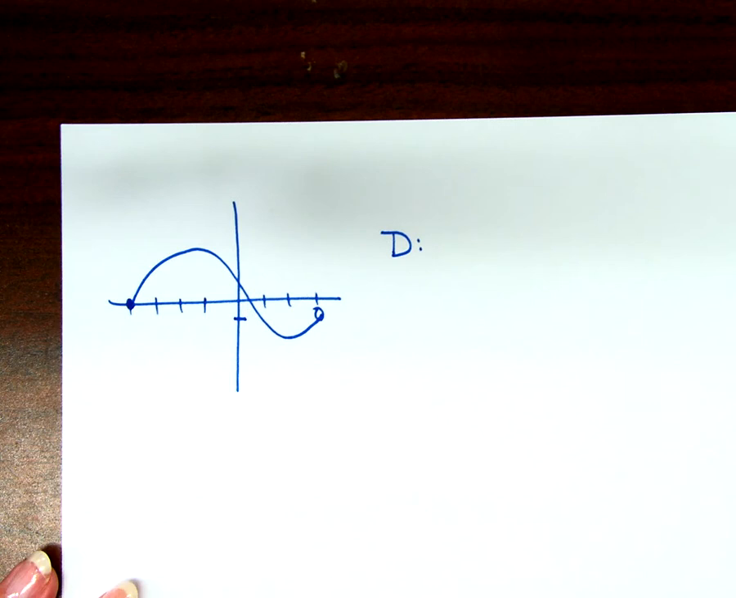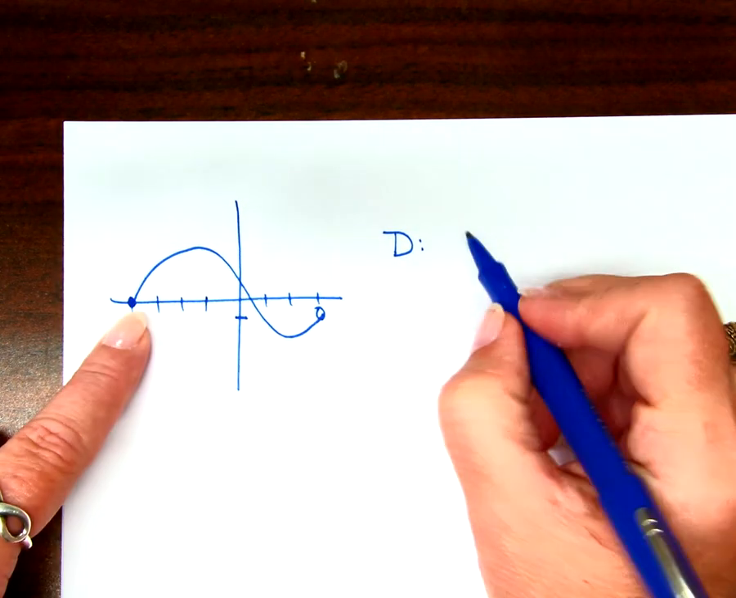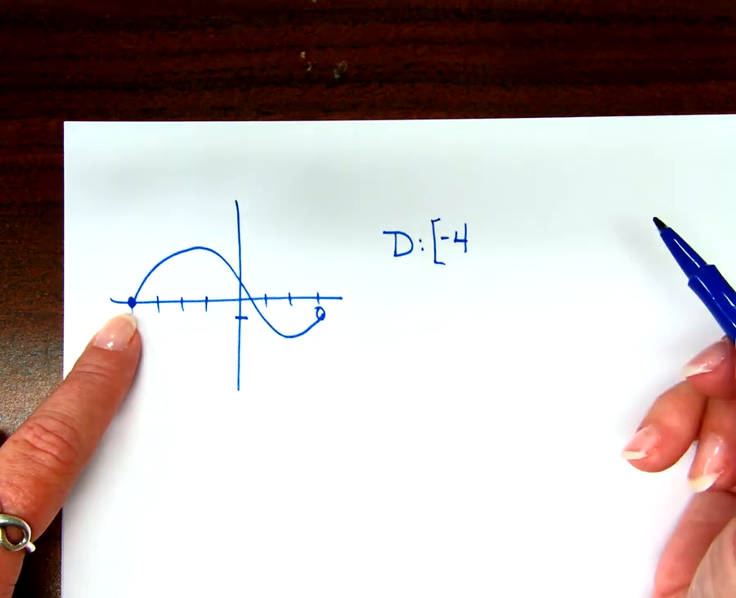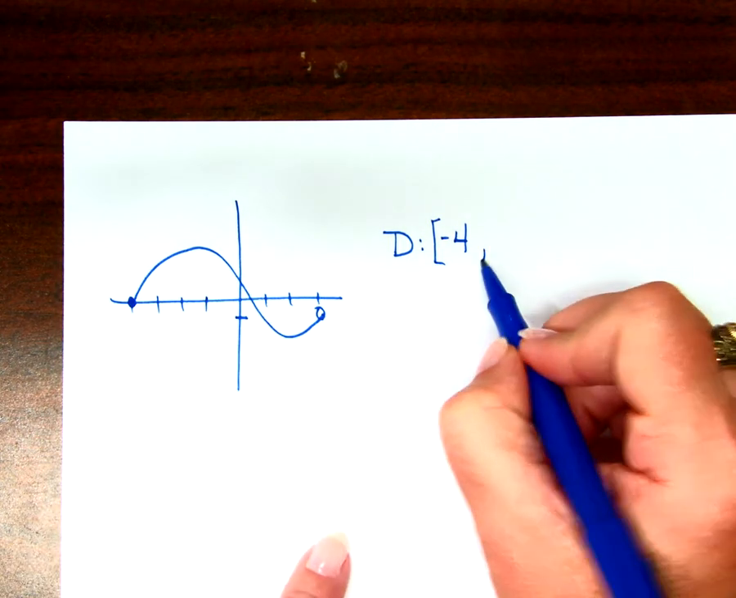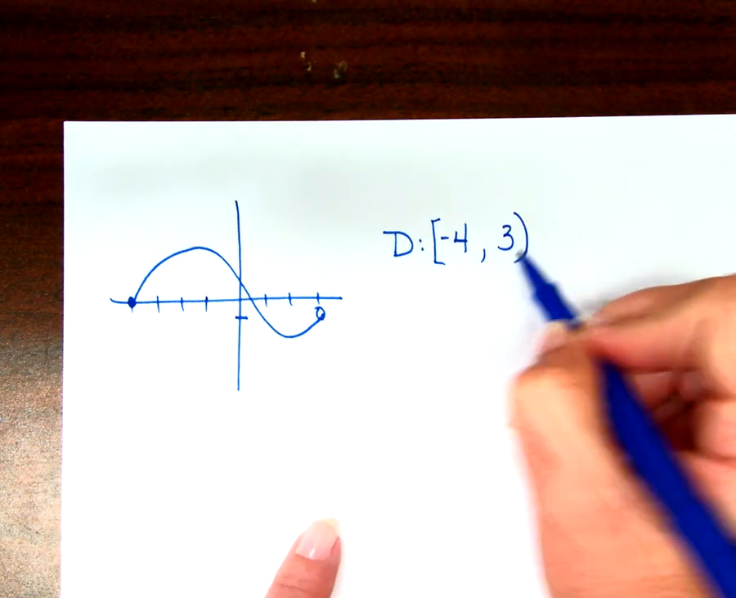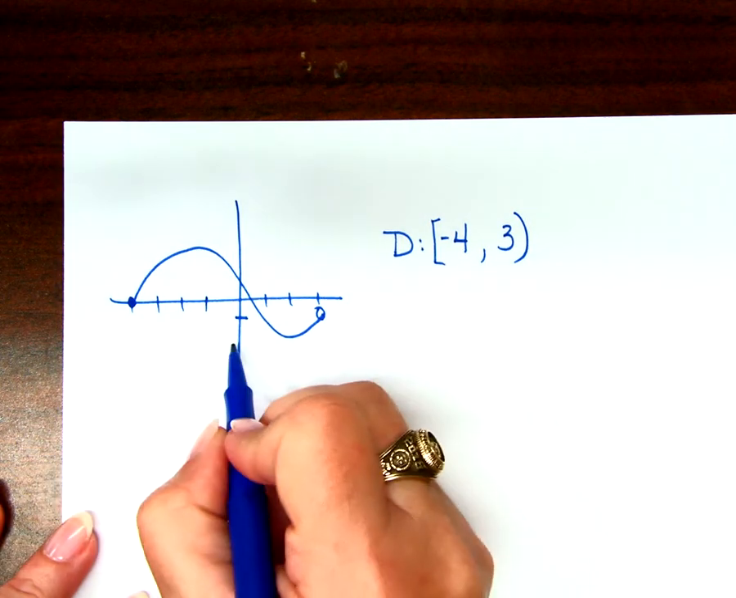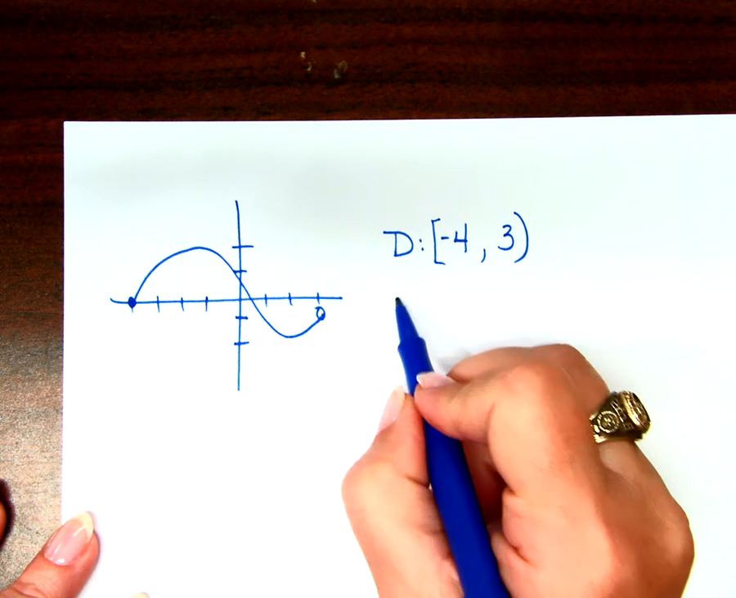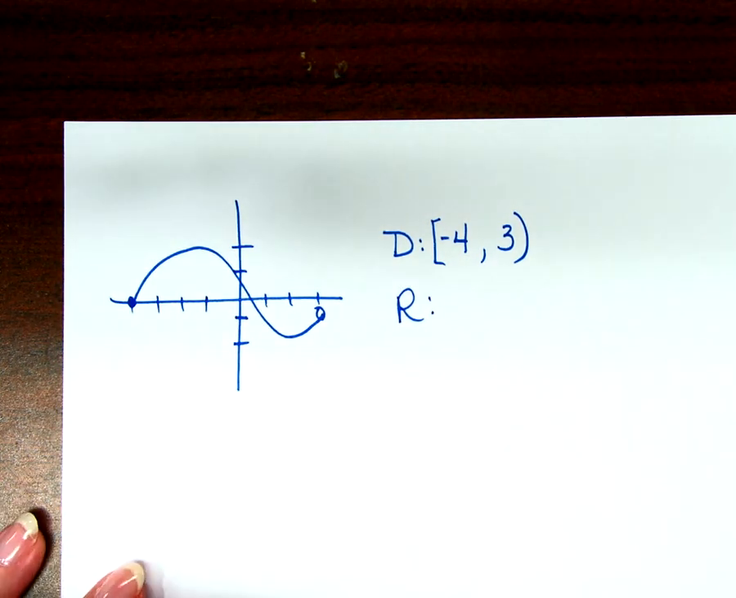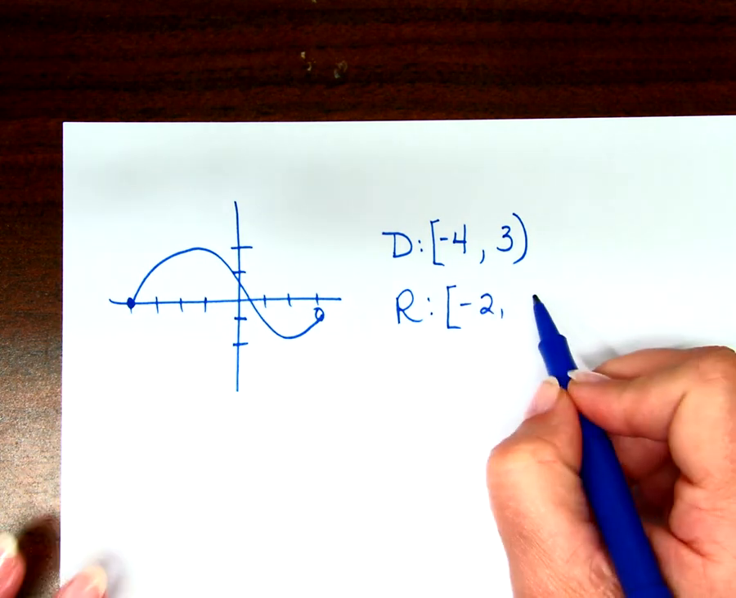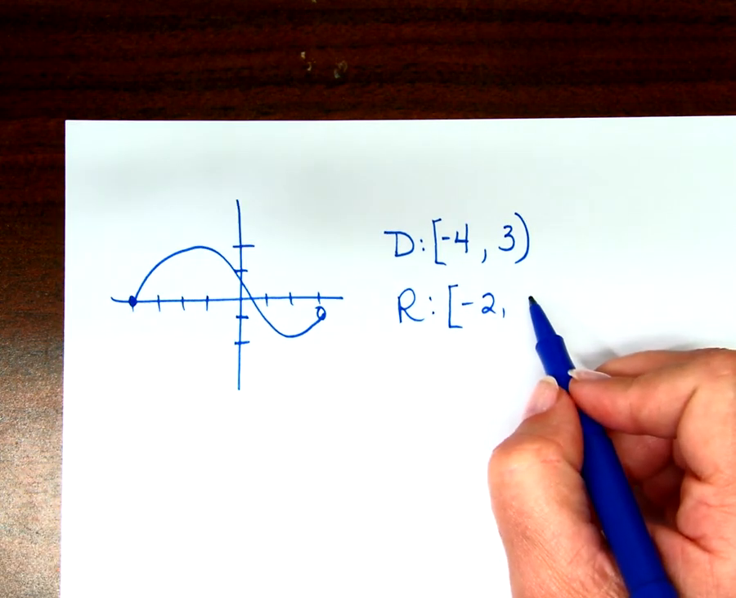What's the domain of this graph? So it starts at -4, including -4. So bracket. All the way to where? 3, including 3? No. Sorry. What's the range of this graph? -2? How far up does it go? To 2?